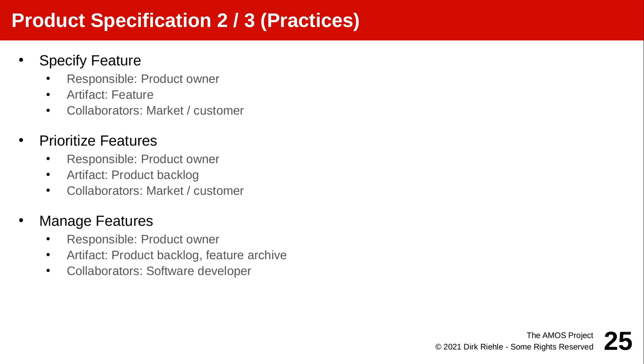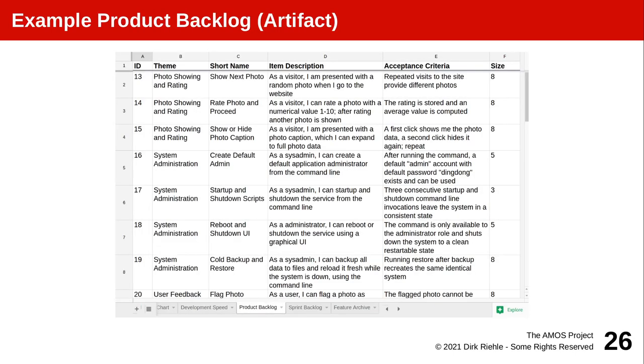So the main activities of a product owner are in the description or specification of features, in the prioritization of features, put them in order, and the management of them as they go through different stadia, meaning they're being implemented, they are being rejected or accepted, and so forth.